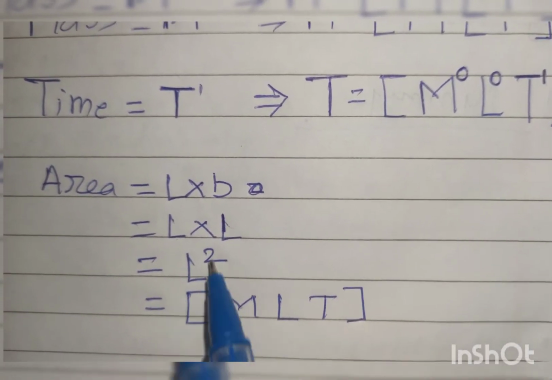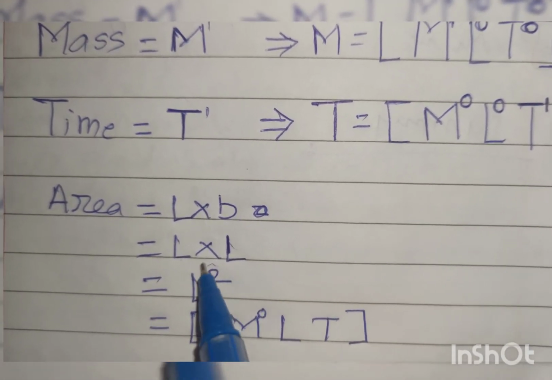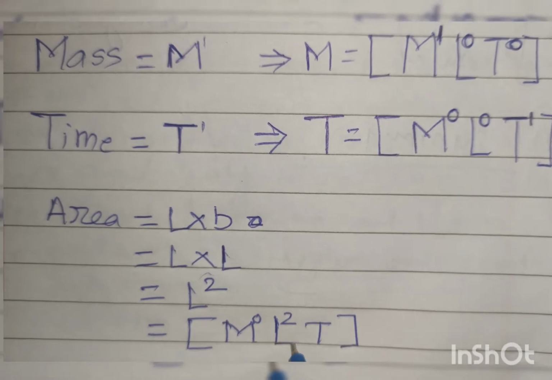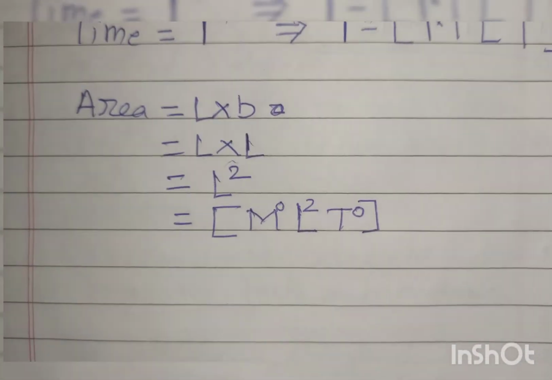Now if you see in this area, you don't have a mass component, so A becomes 0. But the power of length is 2, so we write B is equal to 2, that is length raised to the power 2, and there's no time component, that is 0. I hope you understood very clearly. Let's try one more.